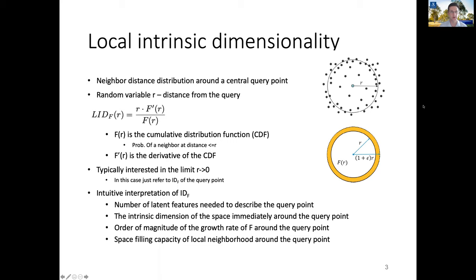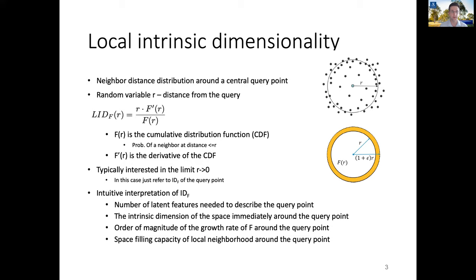And then the formal definition of local intrinsic dimensionality, or LID as it's called, is just the ratio of r times the derivative of the CDF divided by the CDF itself. So here, the capital F is the cumulative distribution function, and F of r is the probability that you'll find a neighbor of the query at distance less than or equal to r. And the derivative F dashed is the derivative of the CDF. So one can assess the LID at any radius r, but we're really more interested in what happens asymptotically as r goes to zero, as one examines an infinitesimally small radius around the query.